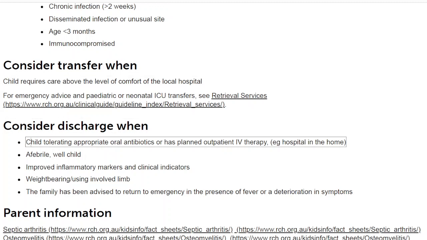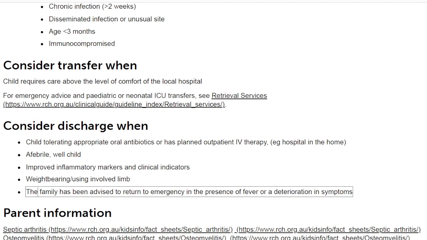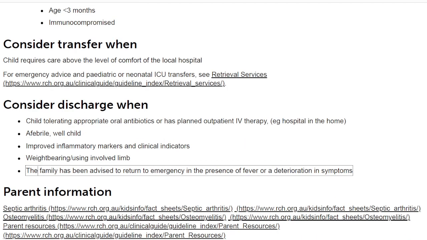Consider discharge when child tolerating appropriate oral antibiotics or has planned outpatient therapy, e.g. hospital in the home, afebrile, well child. Improved inflammatory markers and clinical indicators. Weight-bearing/using involved limb. The family has been advised to return to emergency in the presence of fever or a deterioration in symptoms.